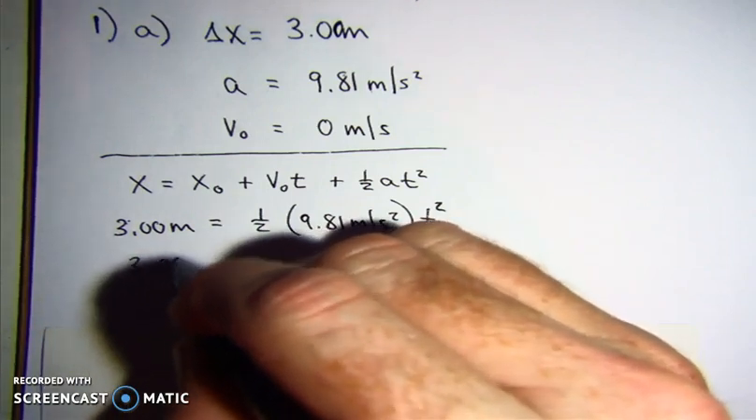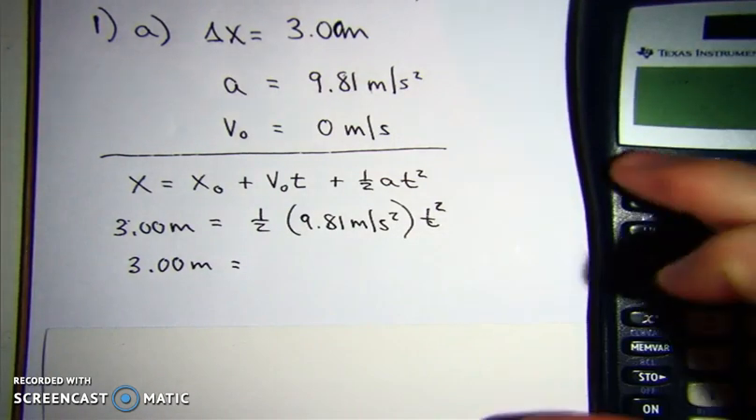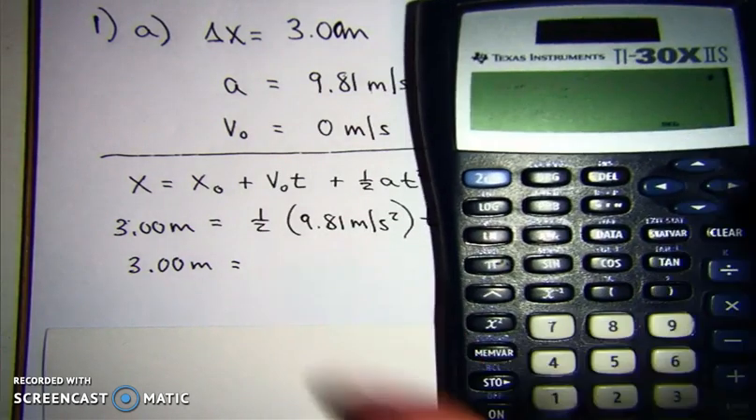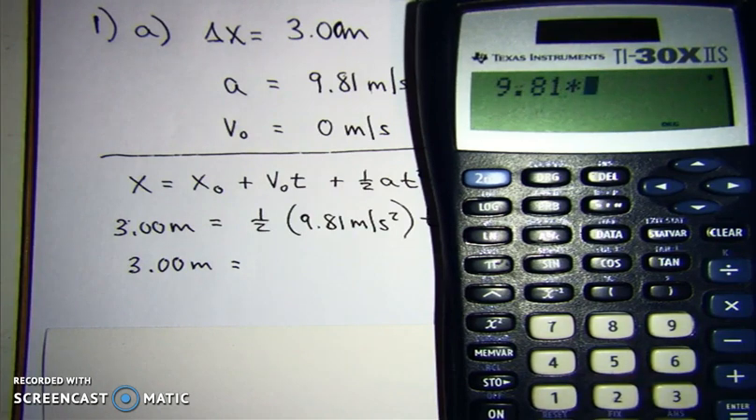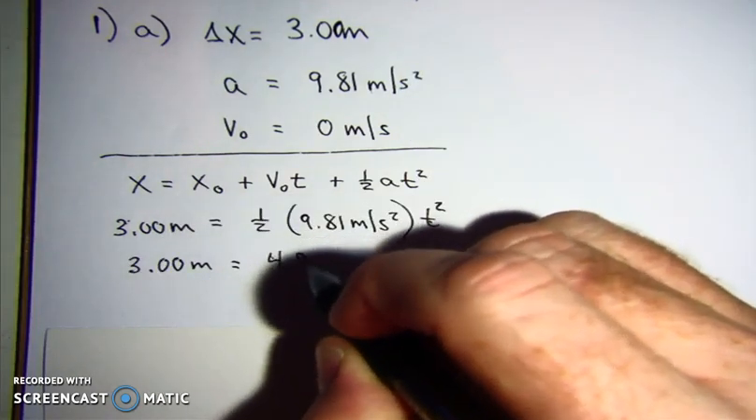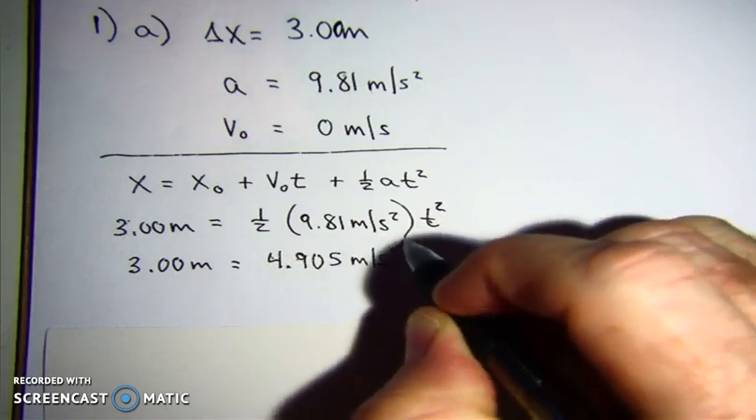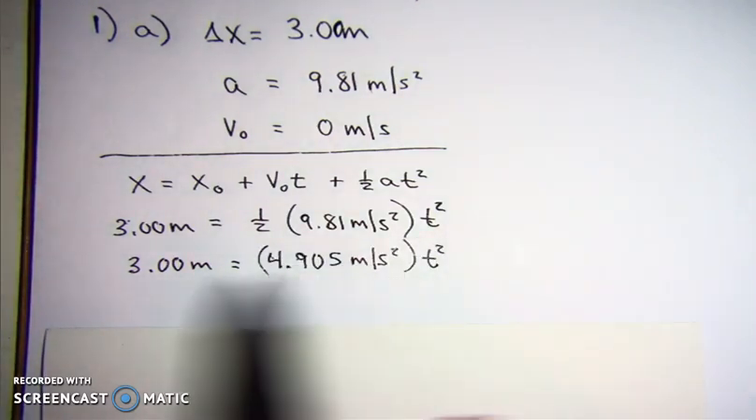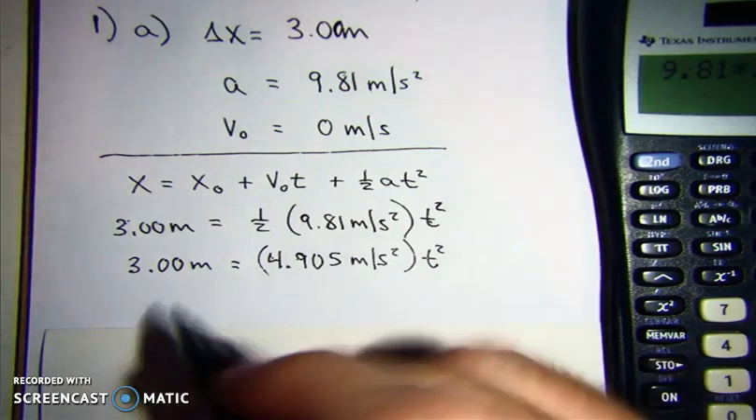So we'll just take it out step by step on this problem. So 3.00 meters equals, and let's see what 9.81 times half is. 9.81 times 0.5 equals 4.905. So 4.905 meters per second squared times t squared. And now we'll just go ahead and bring this over by dividing. So we'll divide both sides by 4.905 and get t squared by itself.